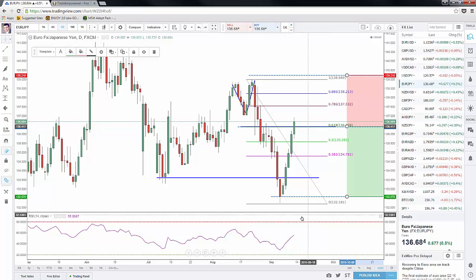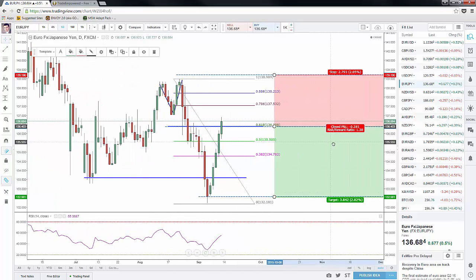And as you guys can see, my risk to reward is just a little bit better. I've got my target is 2.82% and my risk is 2.05%. So I have just a little better reward than I do risk.